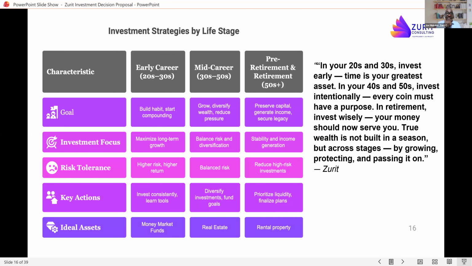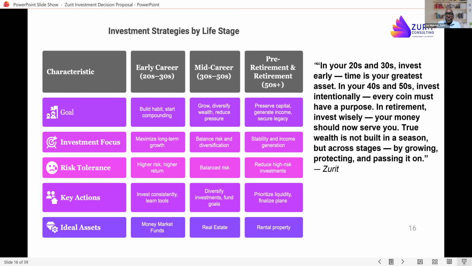So invest with clarity. Between your 20s and 30s, build a habit right now and start compounding. If you're between your 30s and 50s, grow what you have and diversify your wealth. Work with a professional. Attend classes like this. Get to learn, read, research. This will help you reduce pressure as you grow.